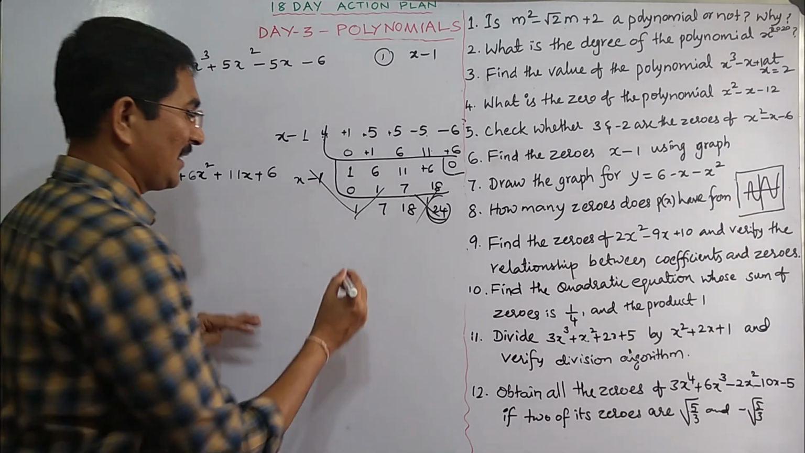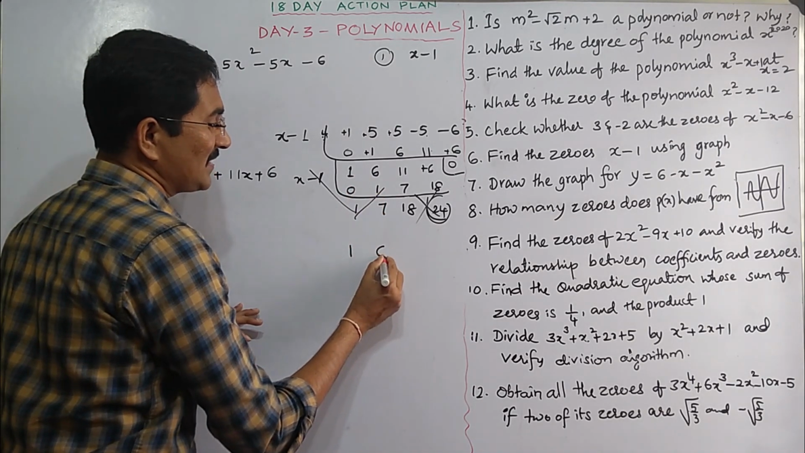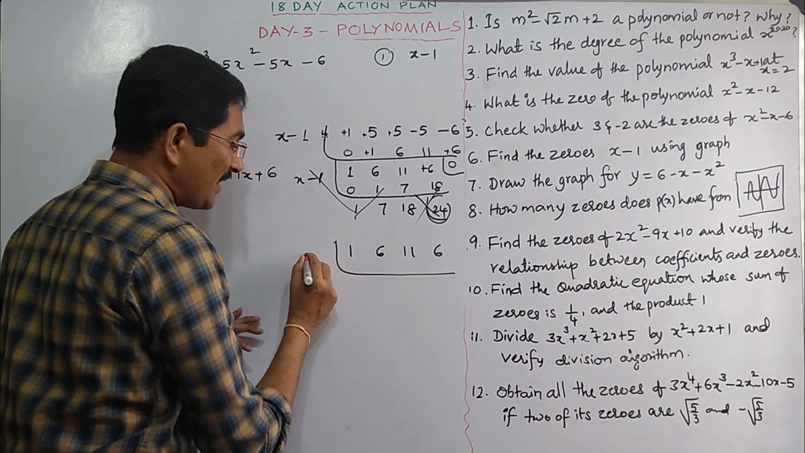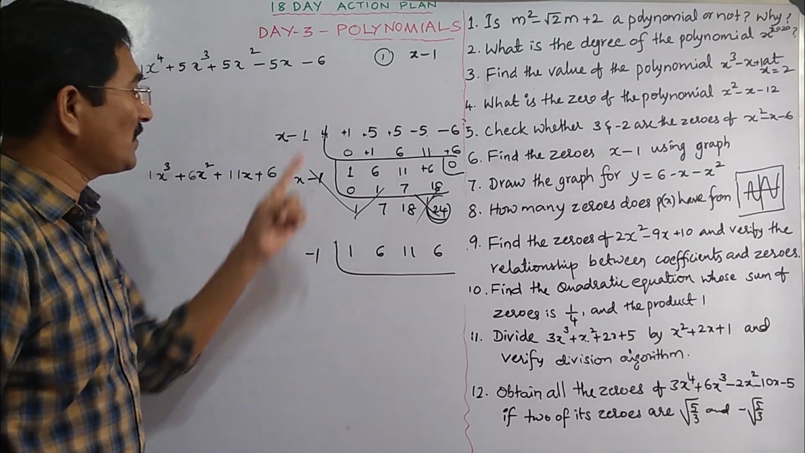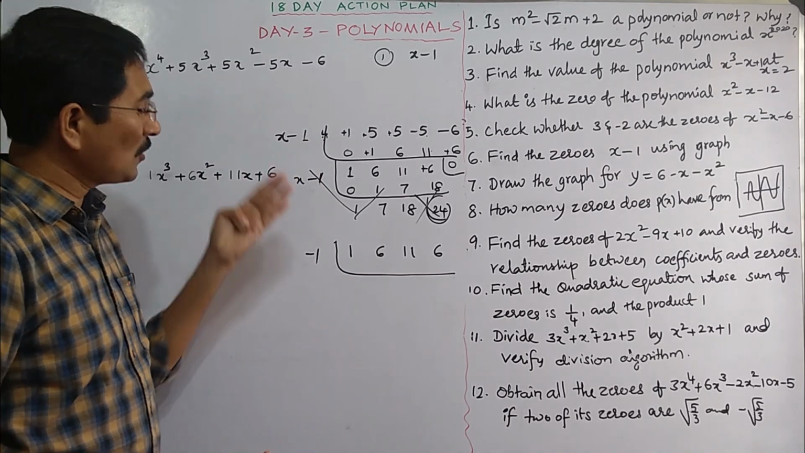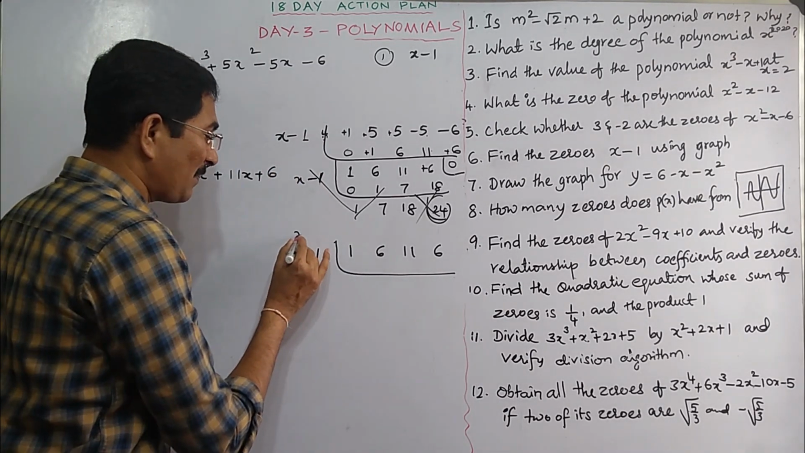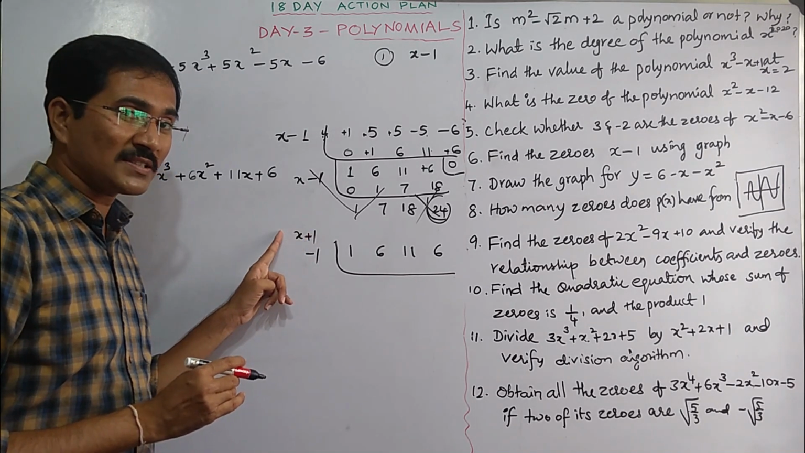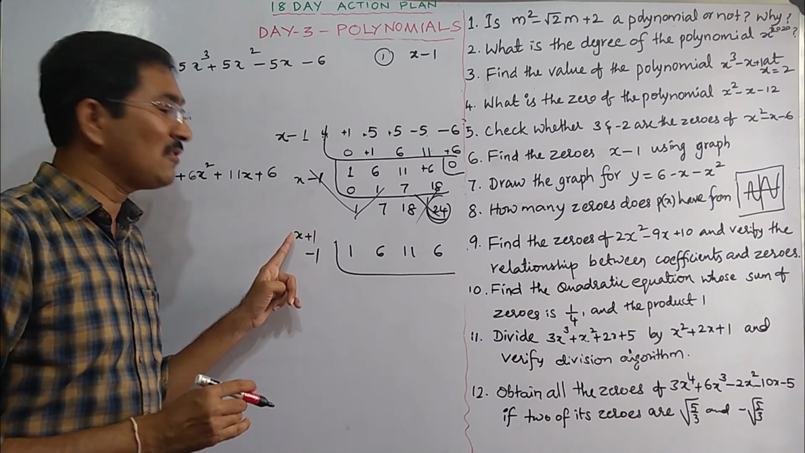You will start from the beginning again. You take this one, 1, 6, 11, 6 and divide it by minus 1 this time. Let us check it. Once you have done it with plus 1, you will do it with minus 1, which means x plus 1 must be the factor. If this is a 0, you will change its symbol and put it to x now. So if this is a 0, this will be the factor.